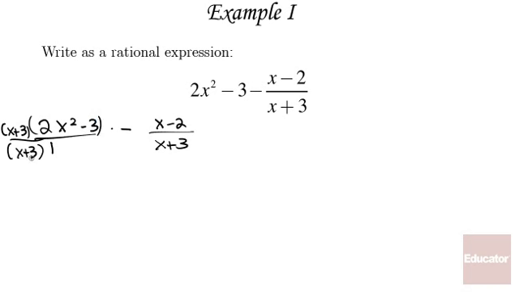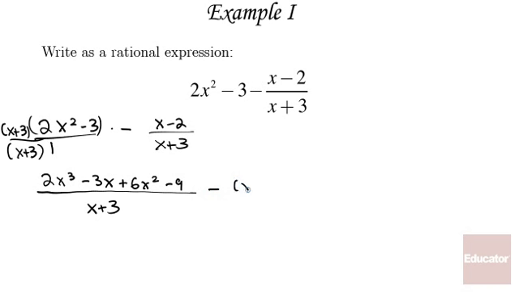I need to go ahead and multiply that out, which is going to give me x times 2x squared is 2x cubed. This is x times negative 3, so that's negative 3x. Here I have 3 times 2x squared, so that is plus 6x squared. And then I have 3 times negative 3, that's negative 9. All over x plus 3, which is my common denominator, minus x minus 2 over x plus 3.